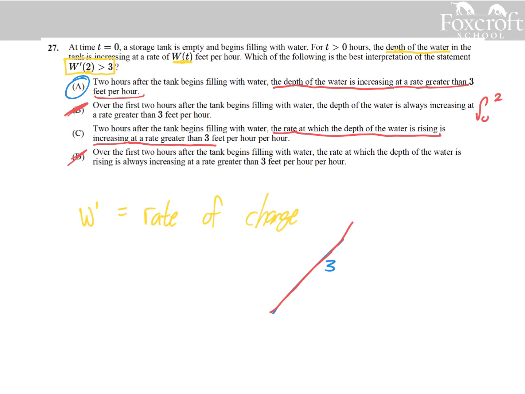Let's see, C again, the rate at which the depth of the water is rising is increasing at a rate. So if the rate was increasing, that would have to be something with the second derivative, because the rate's already the first derivative. And then for that to be increasing, we need to know something about the second derivative. Since we have nothing about the second derivative, to me, A seems like it should be the right answer.